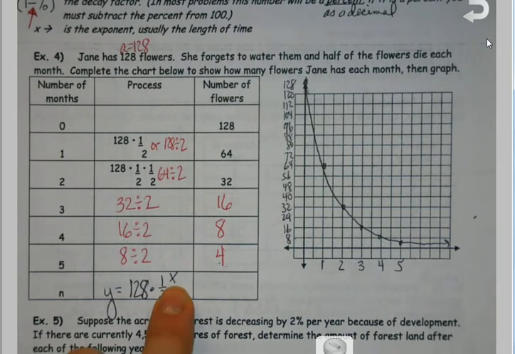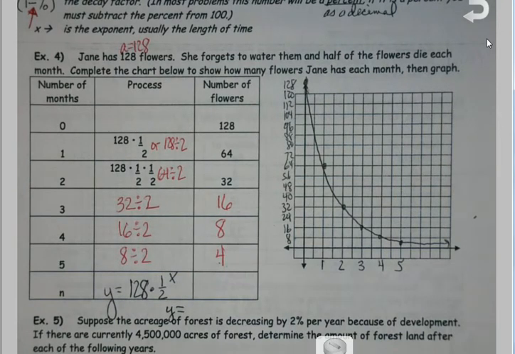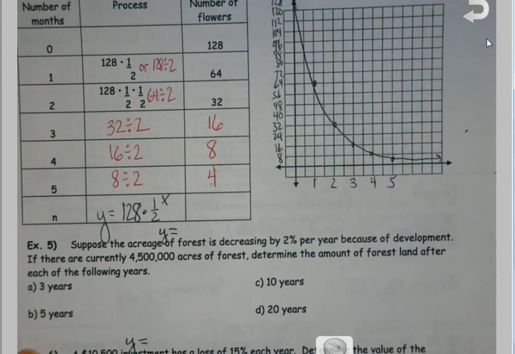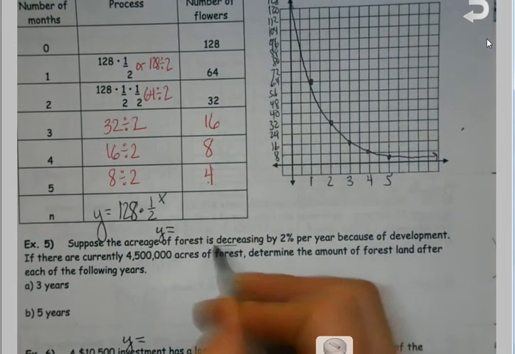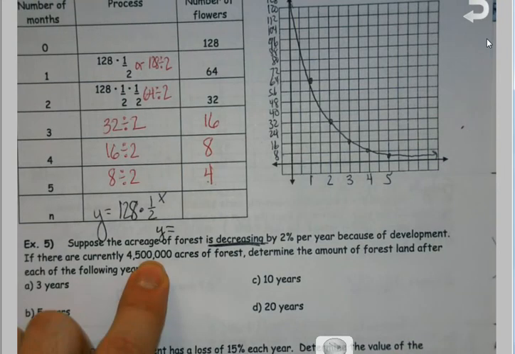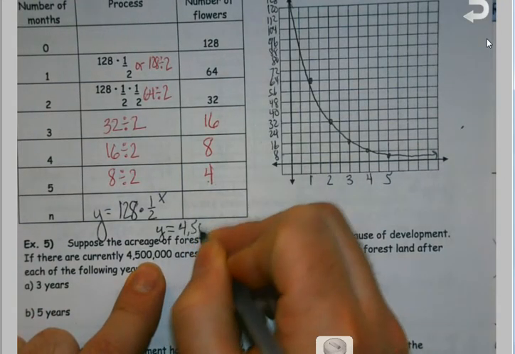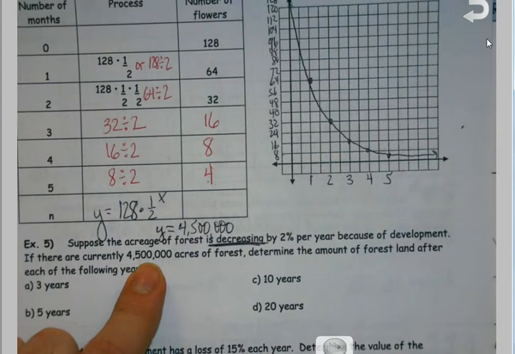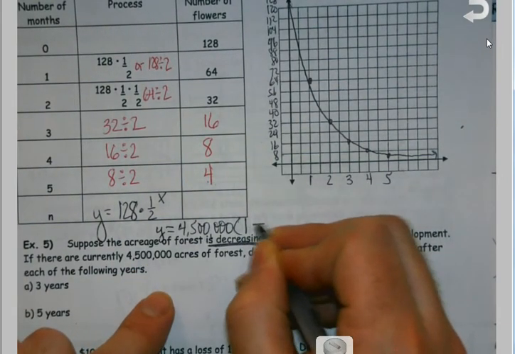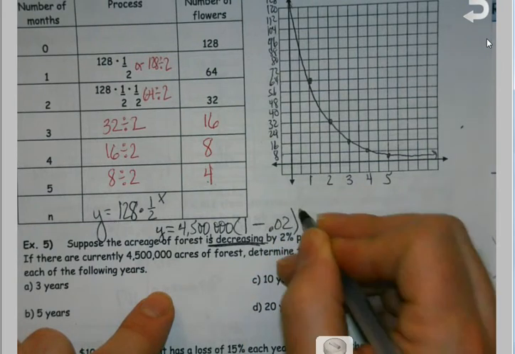I could plug any number I wanted to in for x and figure out how many flowers there'd be left at this point. But we're already down to 4, so there's not going to be too many left after too many months here. But that's where it's coming from. But again, the key is just looking for the words. Suppose an acreage of forest is decreasing by 2% each year because of development. So I'm starting, that's a lot of forest, I'm starting with 4,500,000 acres. But since it's decreasing, instead of doing plus and the 0.02, I'm going to do minus.